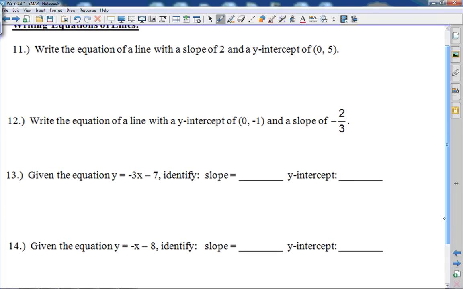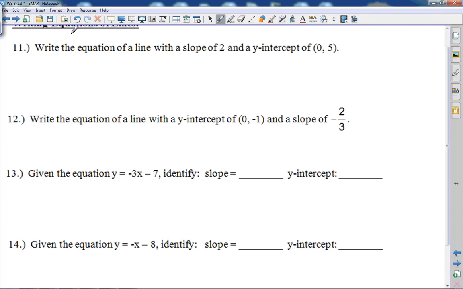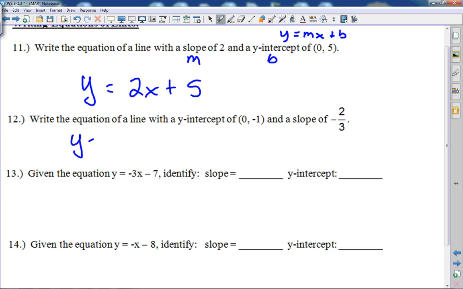Okay, so let's look at writing equations of the line. First off, write the equation of the line. I need you to remember that y equals mx plus b. Remember the slope is m, the y-intercept is b. So if you haven't done it so far, pause the video and answer these questions. Right here, I have y equals mx, 2x and the y-intercept plus 5. Number 12, I have a slope of negative 2/3. Y equals negative 2/3 x, and the slope is negative 1, so I put minus 1.